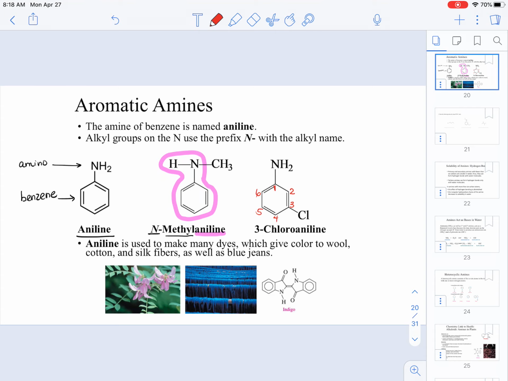So aniline is actually a very interesting molecule because it is used to make many dyes. And the reason why we have blue jeans is because of the compound aniline.